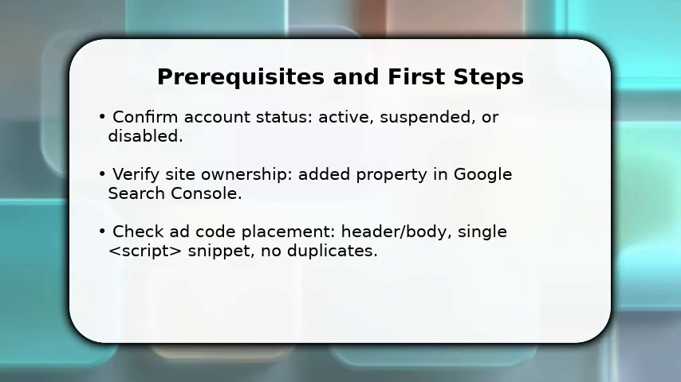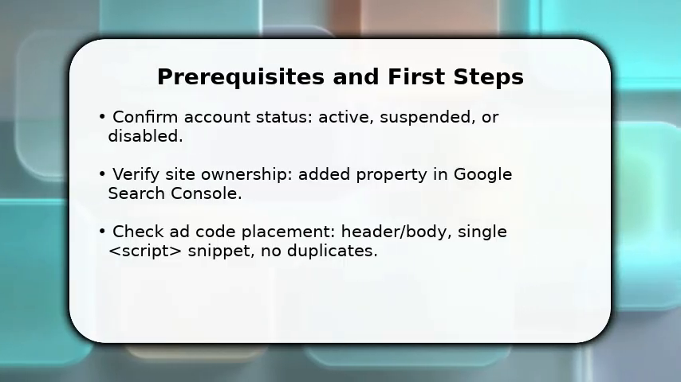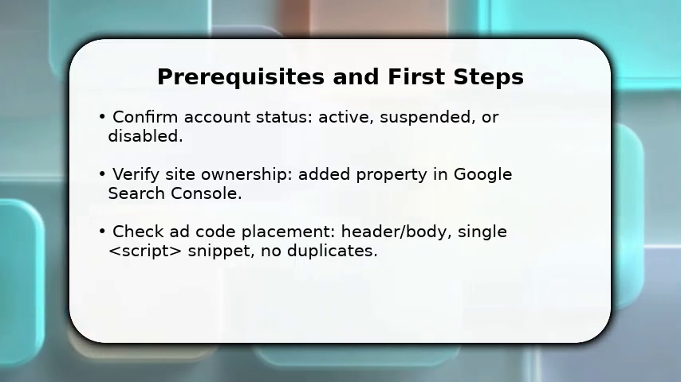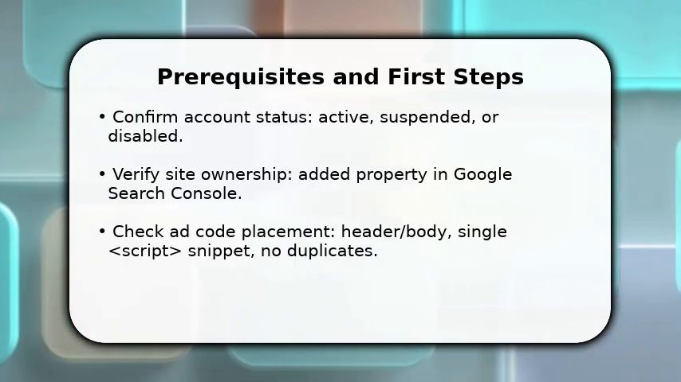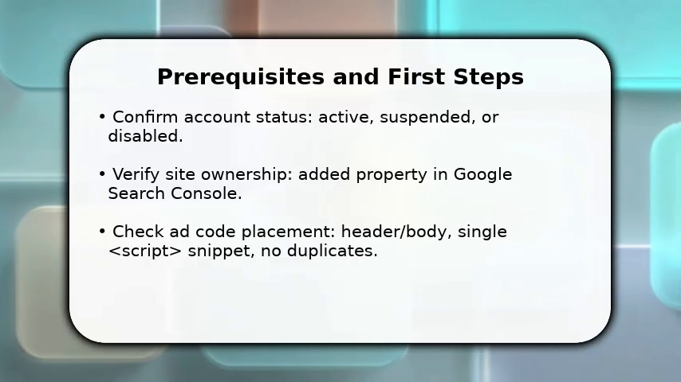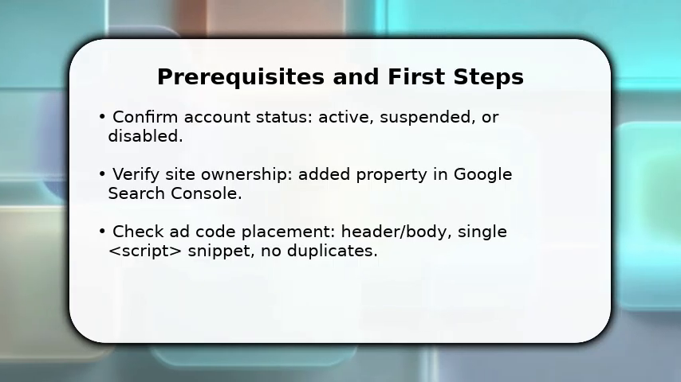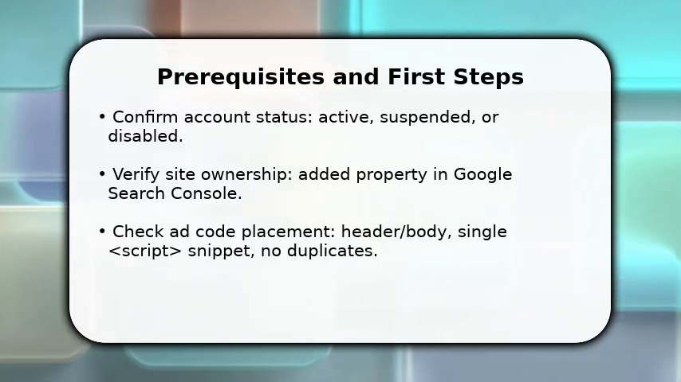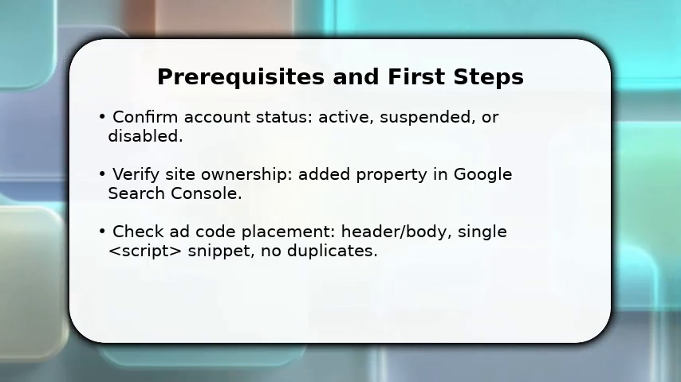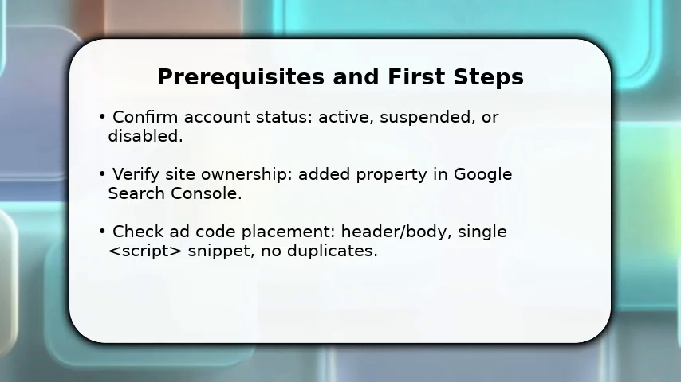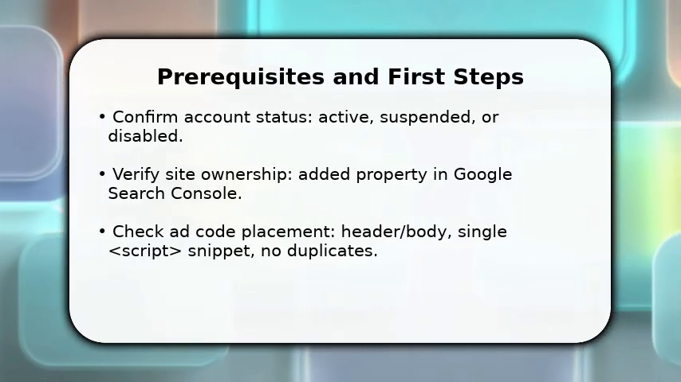You start by confirming the account state and site ownership so you know what to fix. Log into AdSense, note any alerts, then open Google Search Console to verify the property. Next, inspect your ad code inside the page source to make sure the single provided script is present and not duplicated. Once done, clear caches and view a live page to confirm the code loads. If you see a console error, jot it down. That error will guide the next steps.